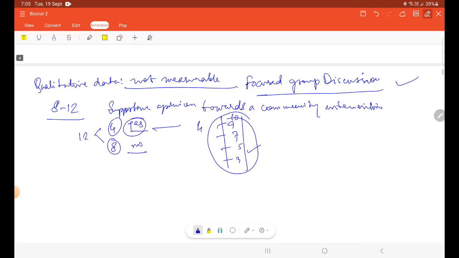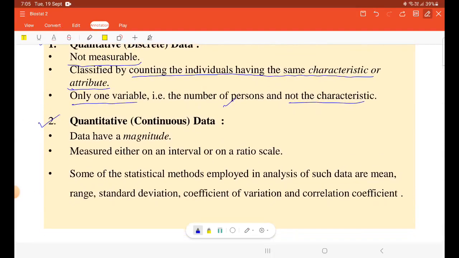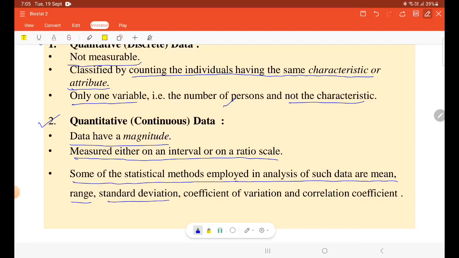Okay. Now coming to quantitative data. Quantitative data have magnitude, measured either on an interval or a ratio scale. Some of the statistical methods employed in analysis of such data are mean, range, standard deviation, coefficient of variation, correlation coefficient. All this terminology is important, but for now we can understand the features of quantitative data, and this terminology we shall understand in detail in our upcoming classes. So what is quantitative data? Data have a magnitude.